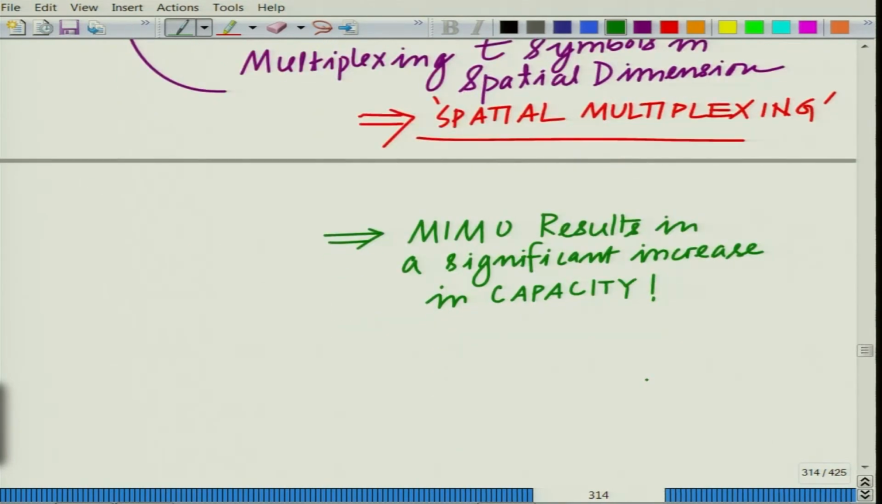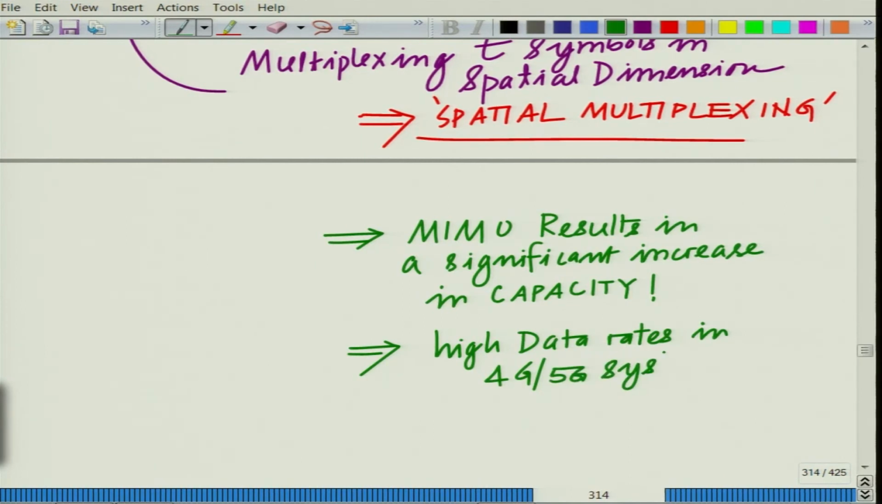And this is what leads to high data rates in 4G, 5G systems. Of course, you have a large bandwidth, but in addition, one can also exploit the spatial dimension to transmit or multiplex multiple symbols over the same time and frequency resource.